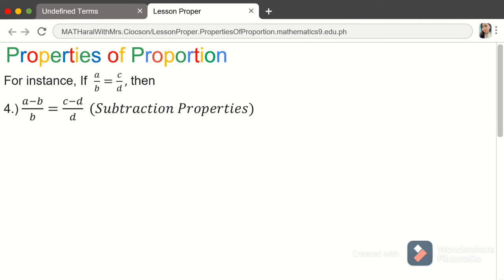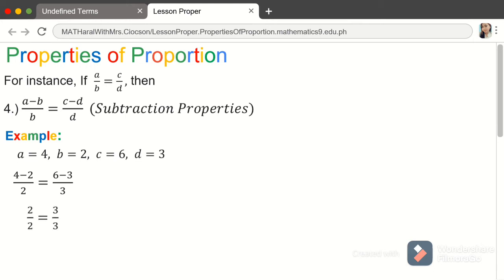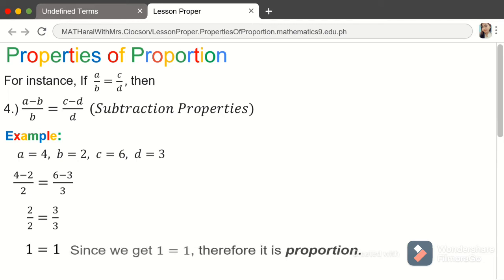Example, A is equal to 4, B is equal to 2, C is equal to 6, and D is equal to 3. Substituting the given, we have (4 minus 2) all over 2 is equal to (6 minus 3) all over 3. 4 minus 2 is equal to 2, and 6 minus 3 is equal to 3. So we have 2 over 2 is equal to 3 over 3, and that is 1 is equal to 1. Since we get 1 is equal to 1, therefore it is a proportion.